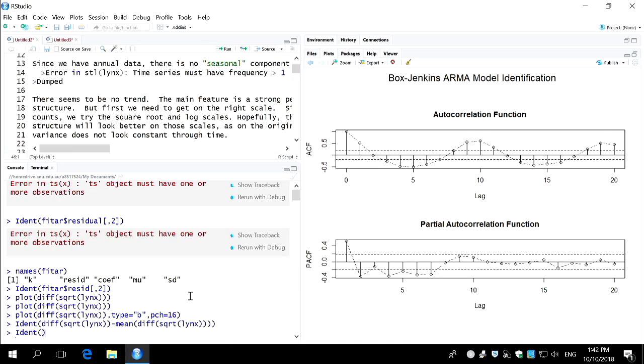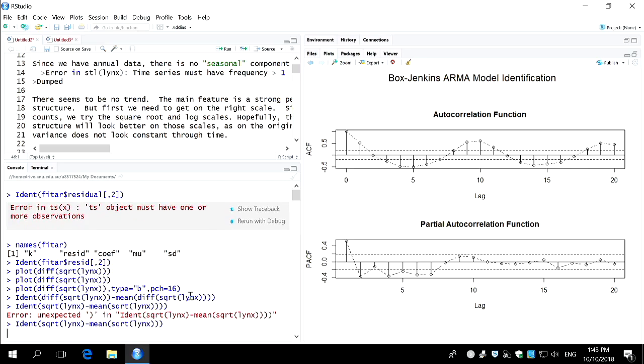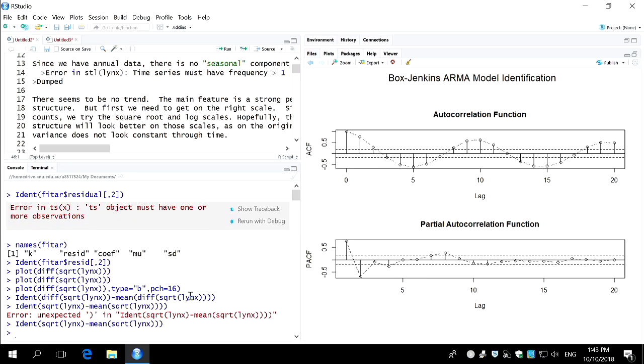Well, if I'm going to treat the whole thing as irregular, I'm going to be doing a Box-Jenkins identification of the square root of lengths minus the mean of the square root of lengths. Right? In other words, I'm just going to fit a flat line to the whole lot. And you can see, same sort of things are happening. Slow decay of the ACF, which means probably not stationary, followed by an AR2.